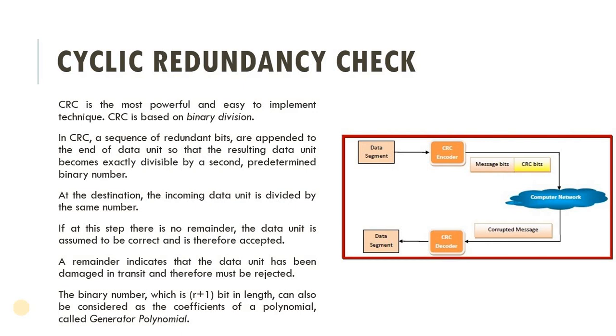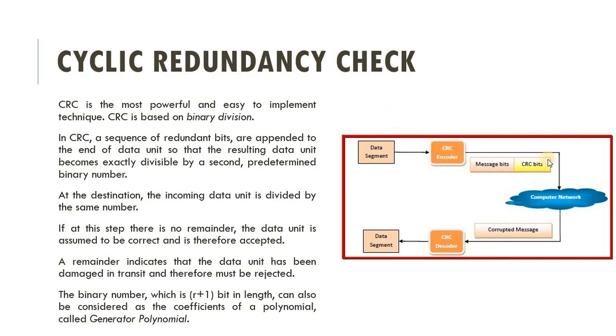So in CRC, a sequence of redundant bits are appended to the end of the data units so that the resulting data unit becomes exactly divisible by a second, predetermined binary number. So exactly what we are doing now, suppose this is a data segment and we apply the CRC, means the cyclic redundancy check encoder at the sender side.